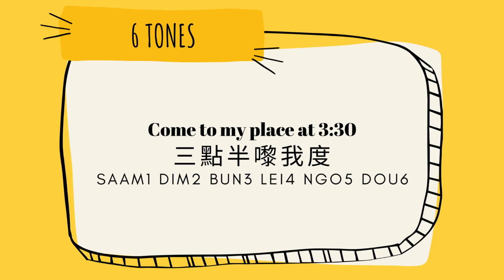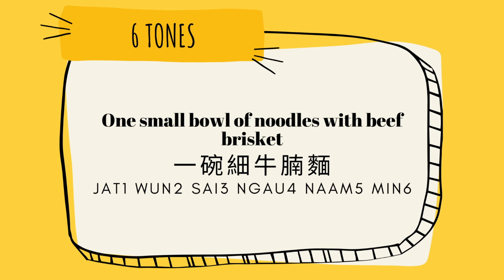3點半嚟我度。Faster would be 3點半嚟我度。The last example: a small bowl of noodles with beef brisket.